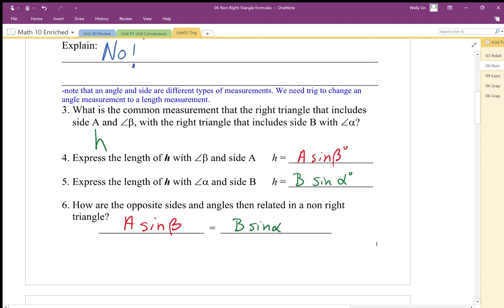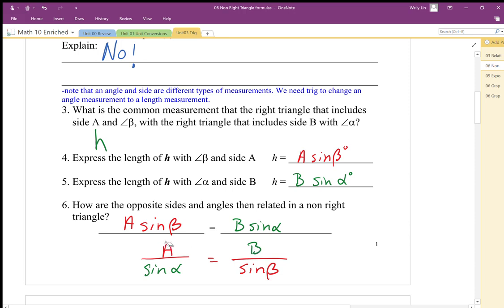And in fact, I want to put the A's with the alphas and the B's with the betas. If I just rearrange this, I could cross multiply, and I'm going to have A over sine alpha is equal to B over sine beta. And so what I've come up with is a ratio that connects the sides.